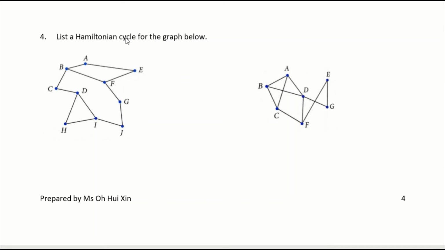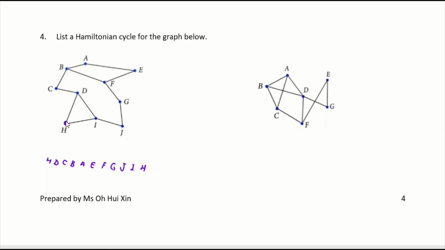Okay, so let's move on to example 4. List a Hamiltonian cycle for the graph below. Okay, so the difference is just that you must start and end at the same point here. So same thing, let us try to start with H maybe. Alright, so I'll go H, D, C, B, A, E, F, G, J, I, and then H. Yeah, I think that's pretty much it.